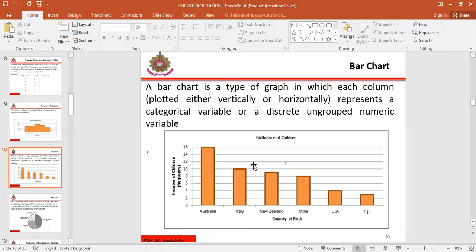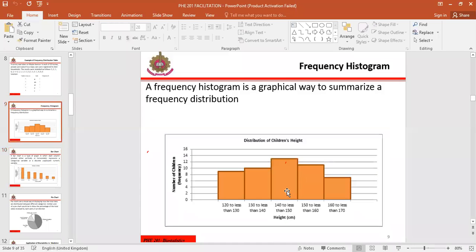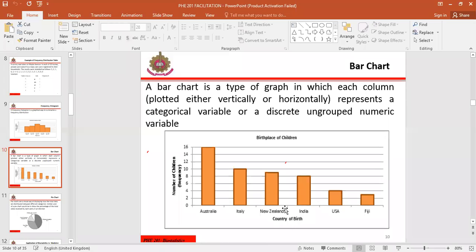Now, if you look at it, comparing the bar chart with the histogram, they look a bit similar, but there is a major difference between them, which is that this one is spaced. You can see that Australia stands on its own, Italy stands on its own, and the others each stand on their own. That is the main difference between them. Now, let me take you to the pie chart.